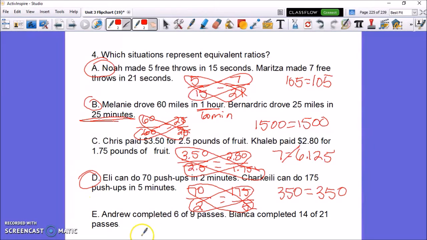All right, and E. Andrew completed 6 of 9 passes, and Bianca completed 14 of 21 passes. So we're going to put 6 of 9, and then 14 of 21, and then we're going to cross multiply. So 9 times 14 is 126. And then 21 times 6 is 126. So for number 4, all except for C are equivalent ratios. Okay.